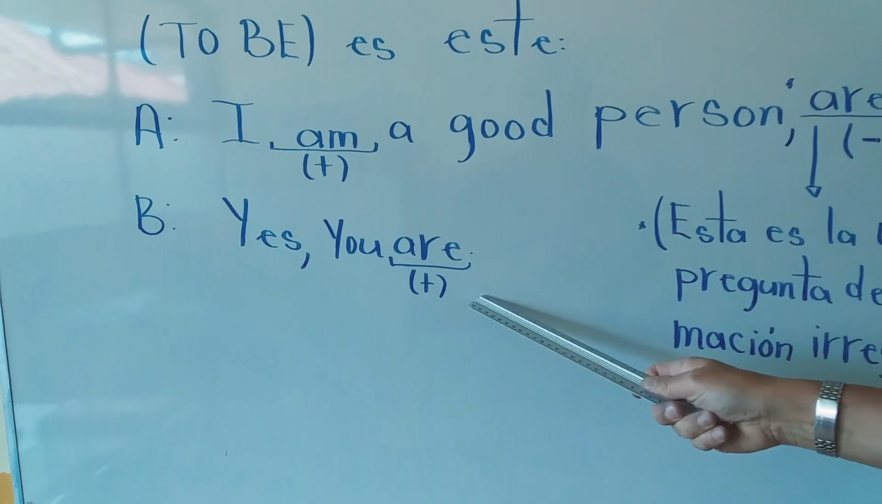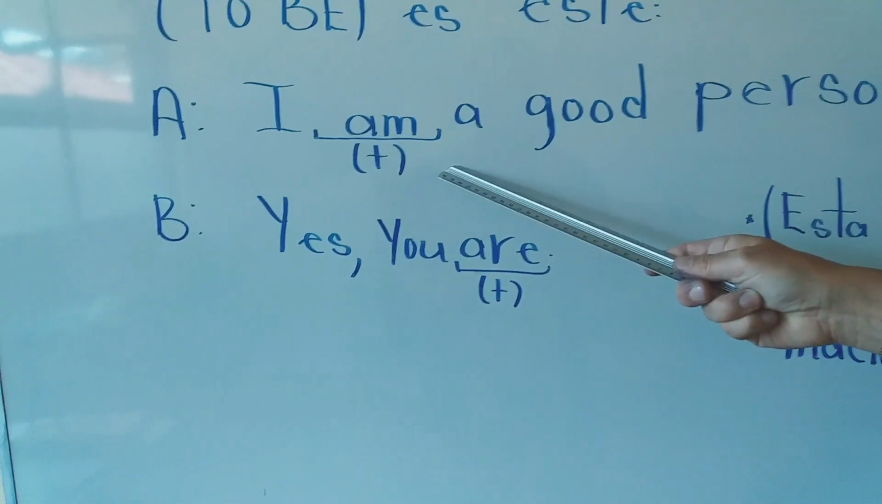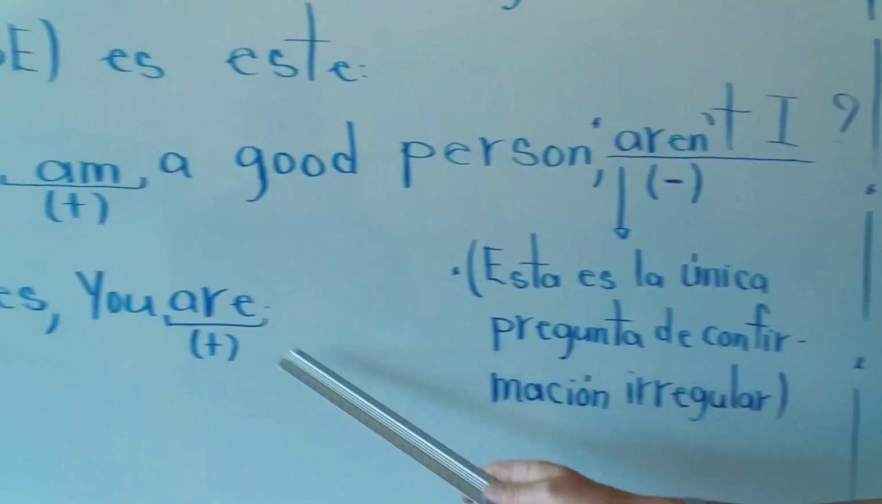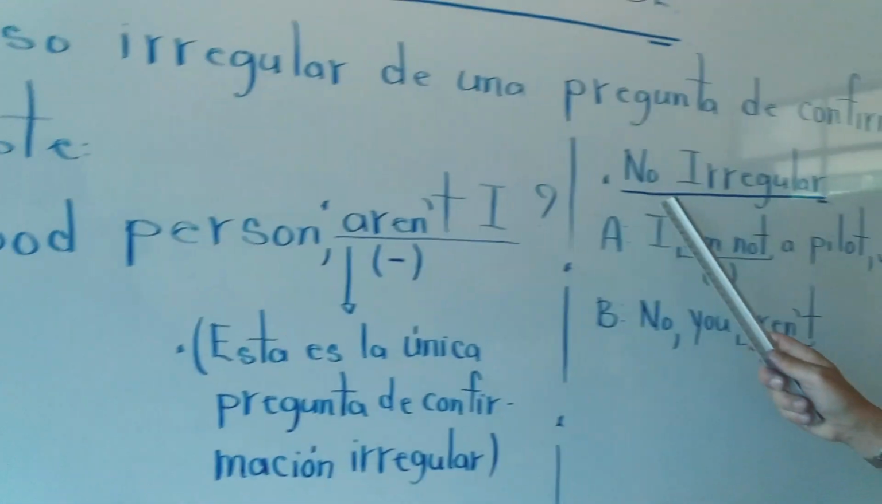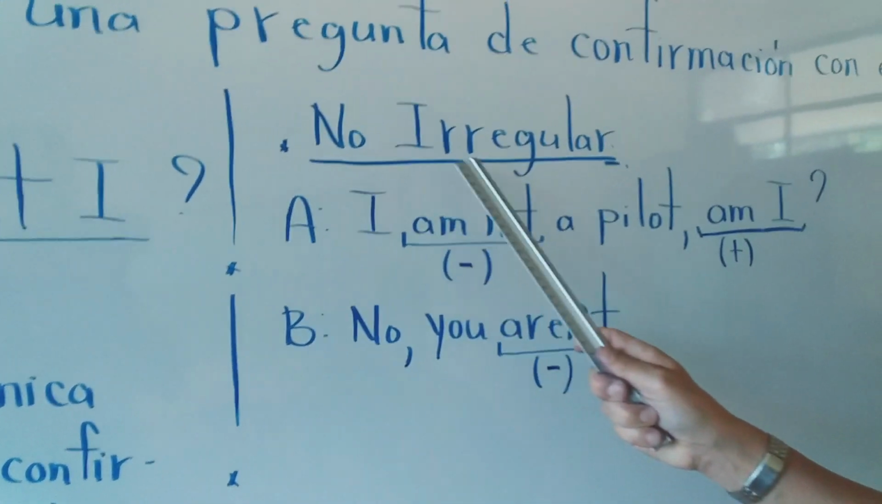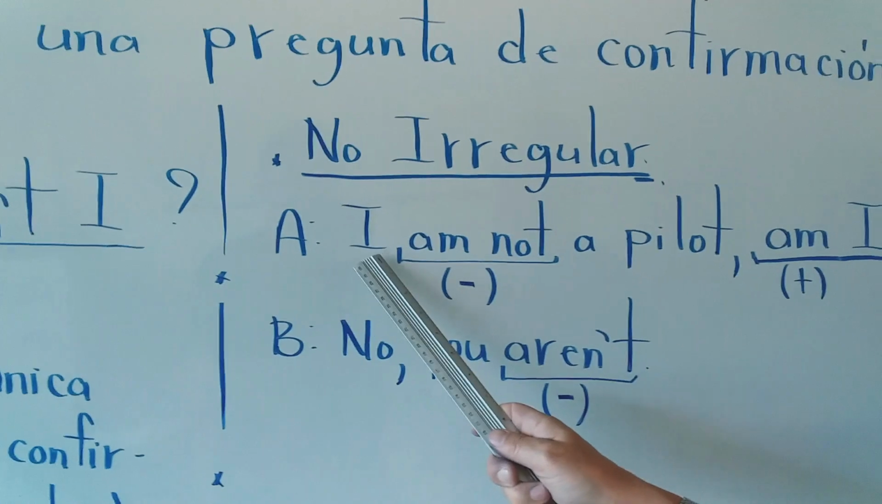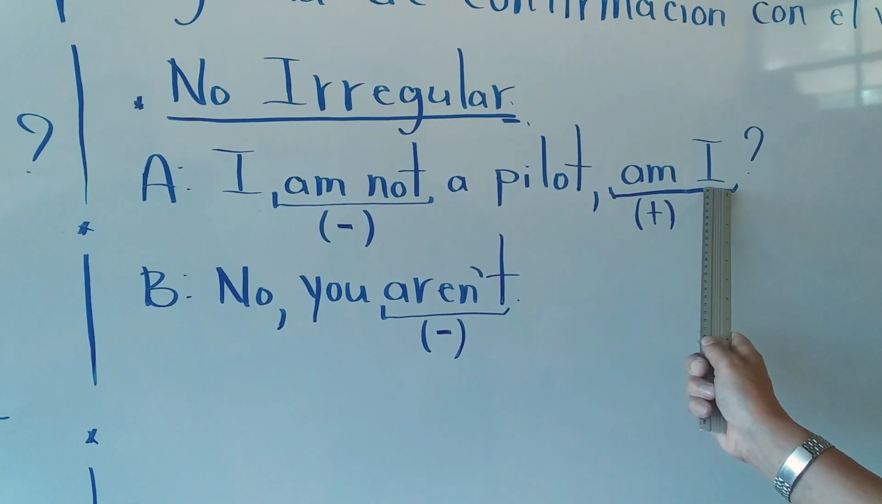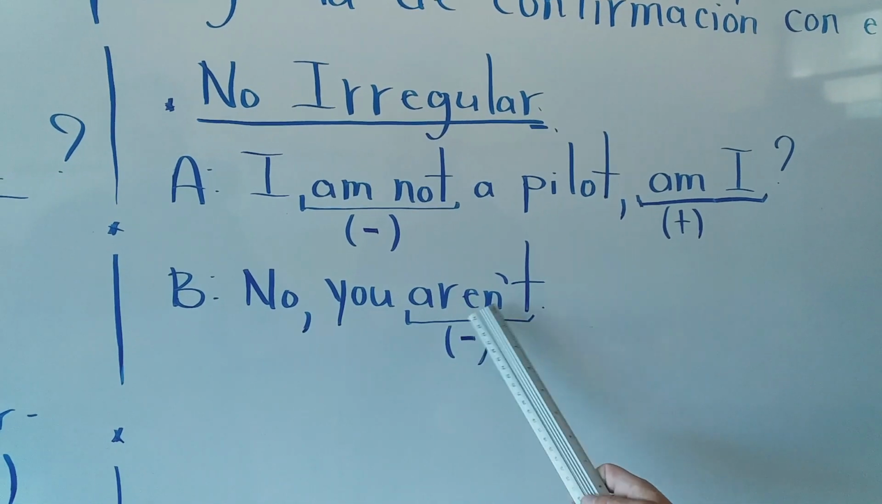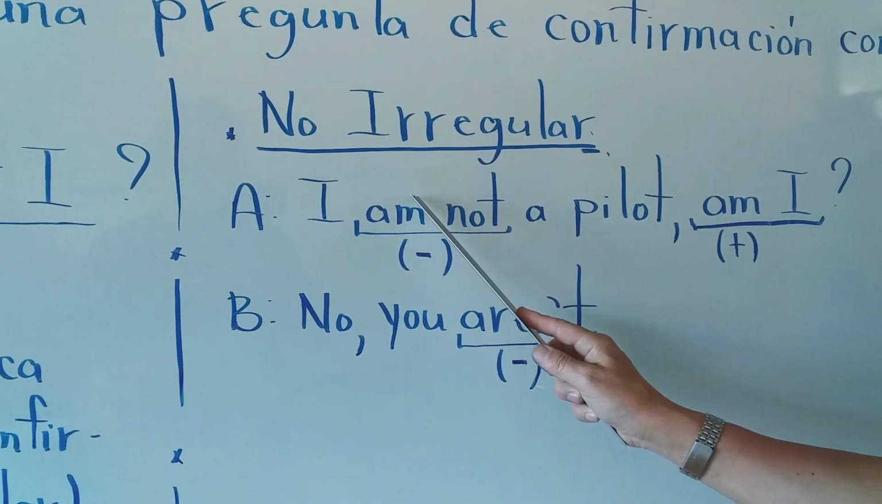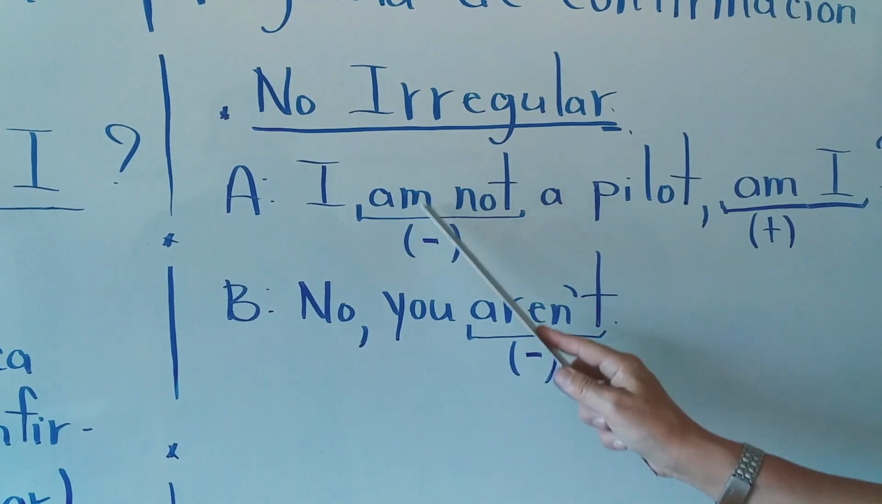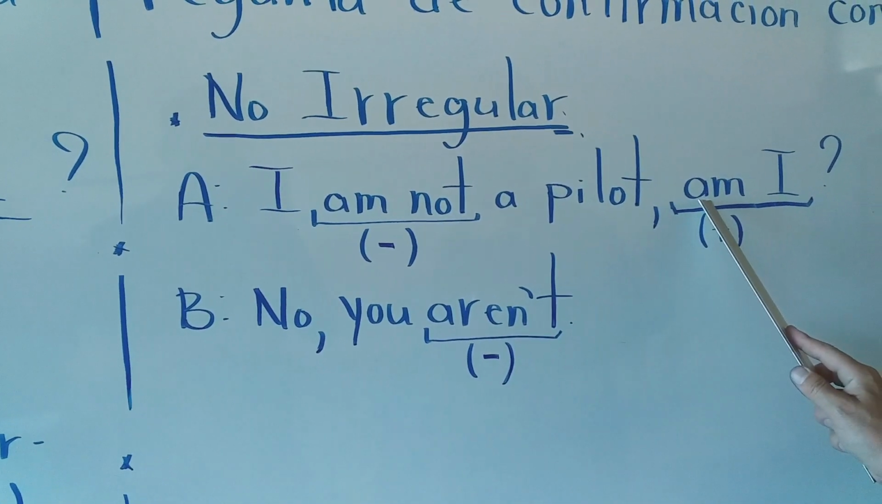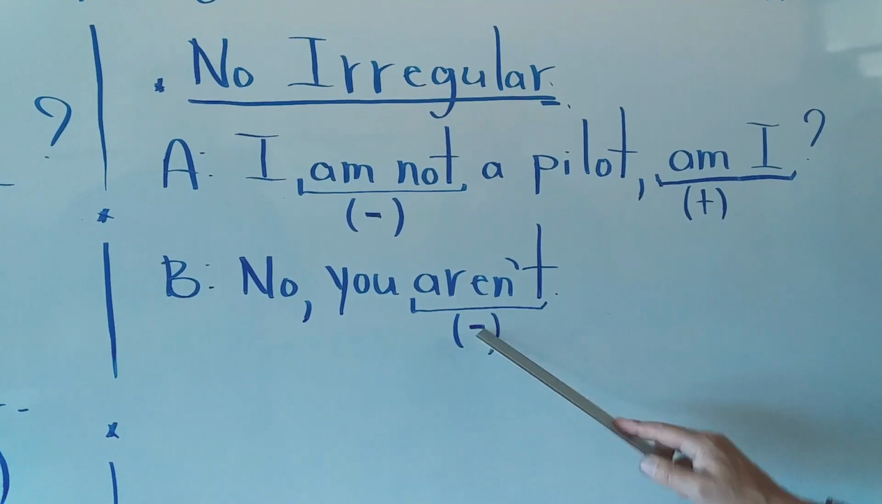And yes, you are. And look at the rule. Affirmative, negative, affirmative. And in this example, it's not an irregular one. I am not a pilot. Am I? No, you aren't. And here, can you see? Negative, then affirmative, and then negative. Thank you.